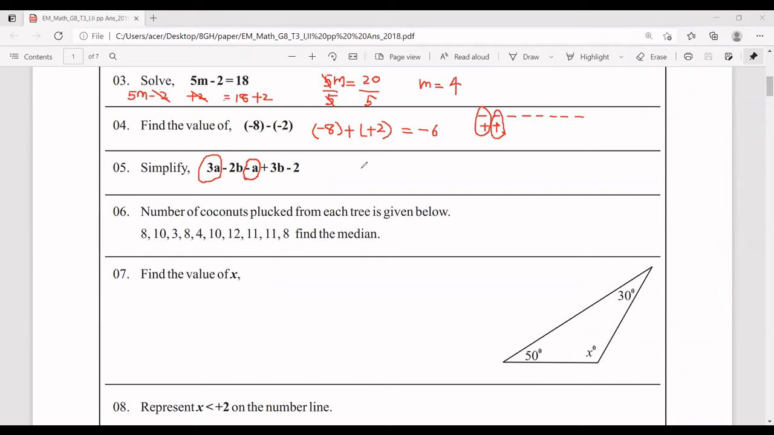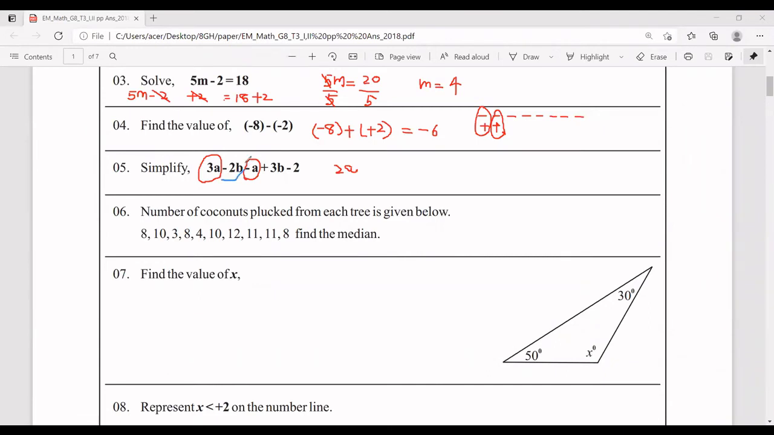Then 3a minus a. What is the answer? 3a minus a. From 3a's, we subtract 1a. Then the answer? 2a. So write that answer, 2a. Then what are the other like terms here?